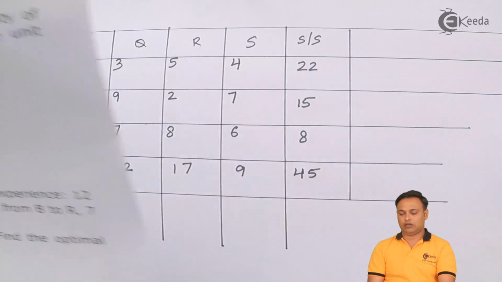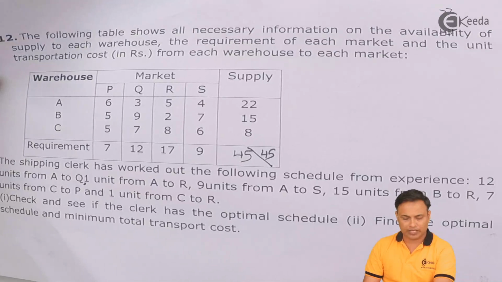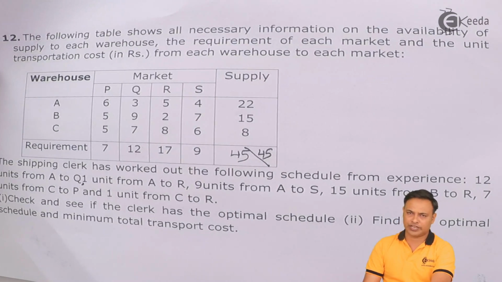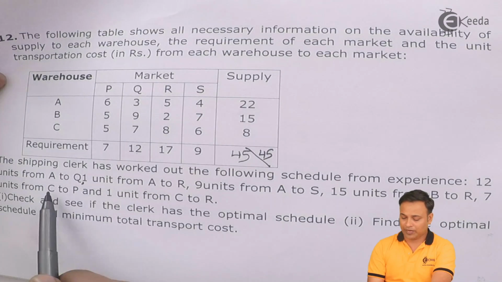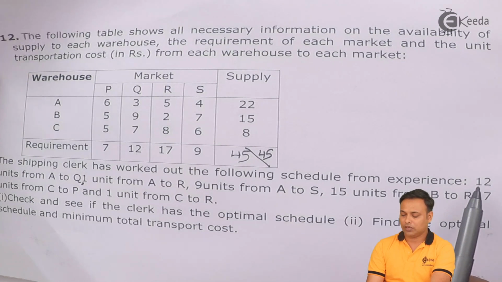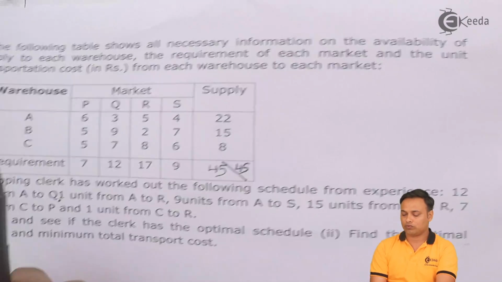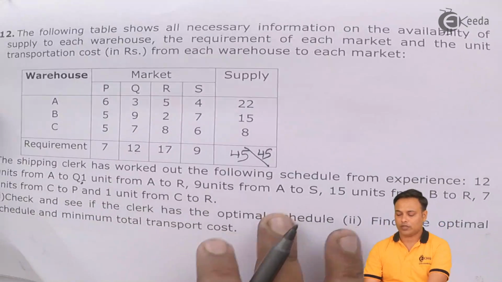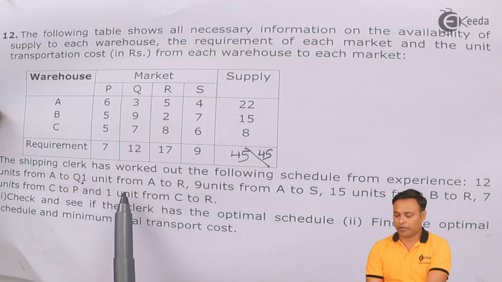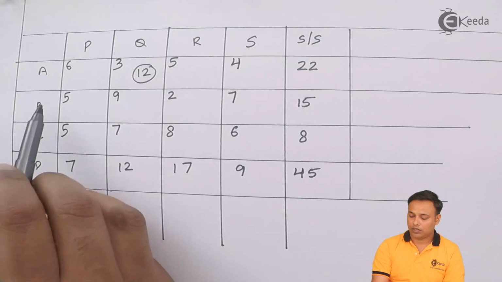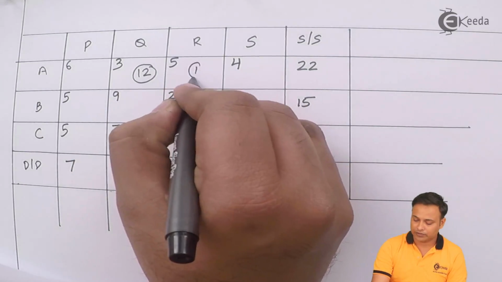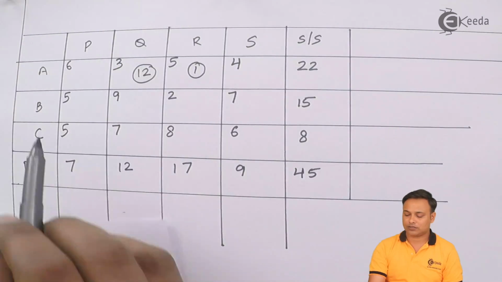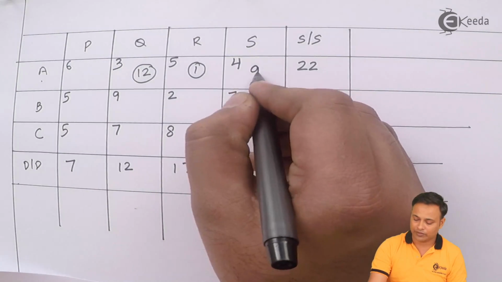So as we read in the problem, friends, we are already given a transportation schedule by the shipping clerk. Let's try to put down this schedule in the table. The shipping clerk has worked out the following schedule from experience: 12 units from A to Q. Then 1 unit from A to R, and 9 units from A to S.